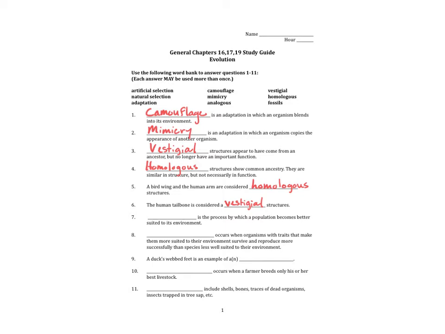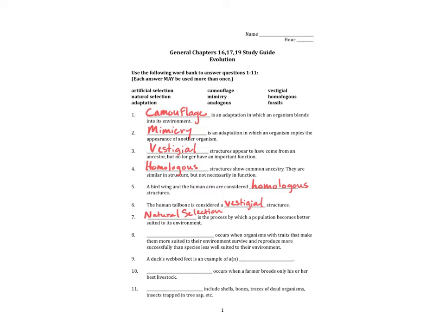Number 7 says natural selection is the process by which a population becomes better suited to its environment. And so that just means that as the environment may change, organisms are able to adapt through this process called natural selection so that they can become more capable of surviving in that environment.